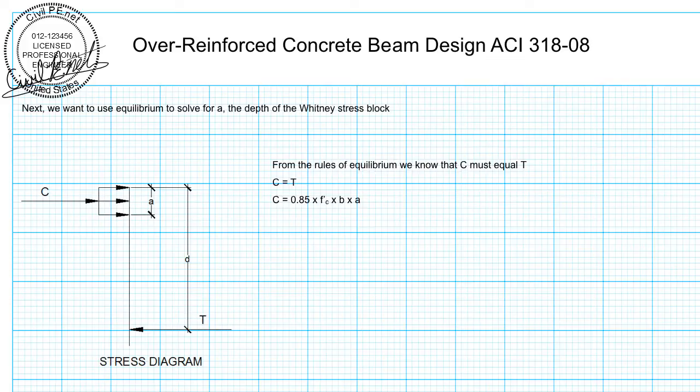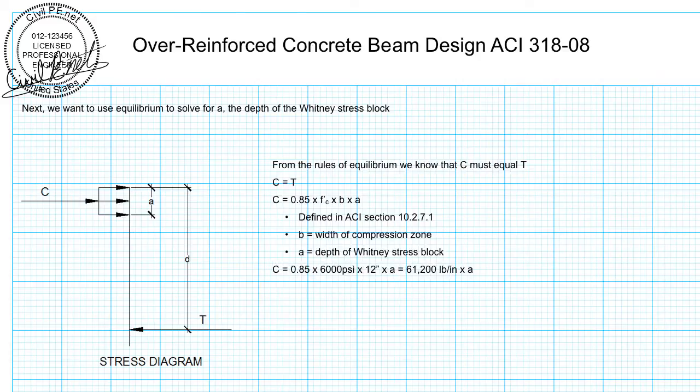Per ACI, with their approximation using the Whitney stress block, we know the compression force is equal to 0.85 times f'c times the width of the beam times a, the depth of the Whitney stress block. So substitute our values in, and we get that our compression force is equal to 61,200 pounds per inch times the depth of that stress block a.